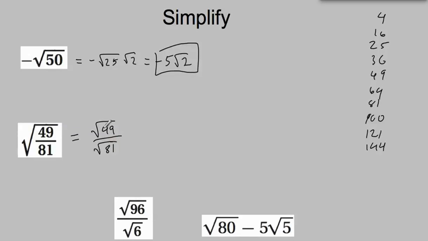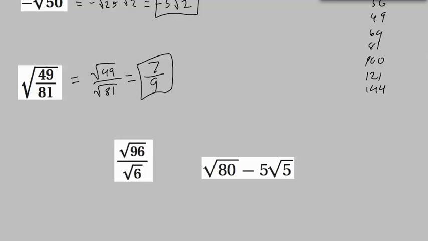Now I have two perfect squares, so I could write the square root of 49 as 7 and the square root of 81 as 9. And here's my simplified version. Let's look at the next one here.